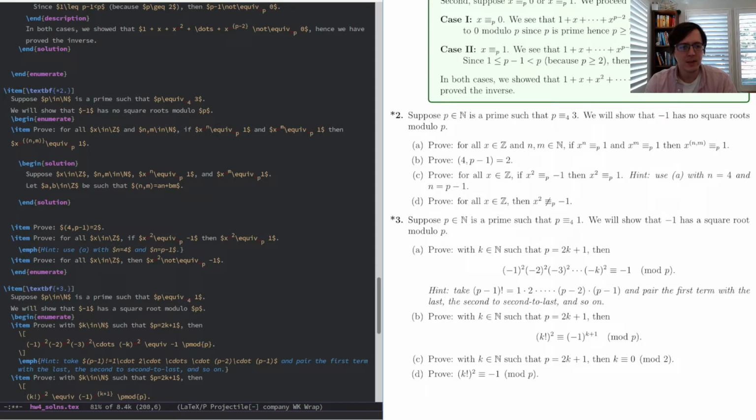Now we're at the point where we don't even need to mention Bezout, but it's just what you do. But which exists by Bezout's identity.